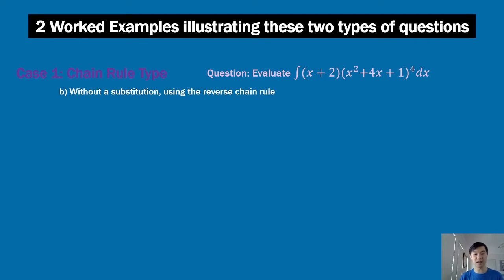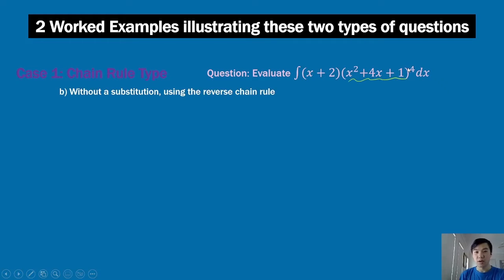Okay, so this is part B. So we're told to evaluate this integral now without a substitution, just using the reverse chain rule instead. So this is a chain rule type question because you could have done this question without a substitution. So here we have a function inside another function. So inside the function here, we've got x squared plus 4x plus 1.